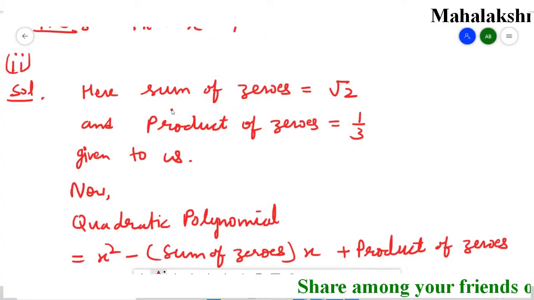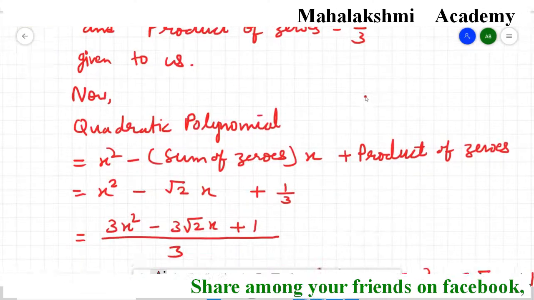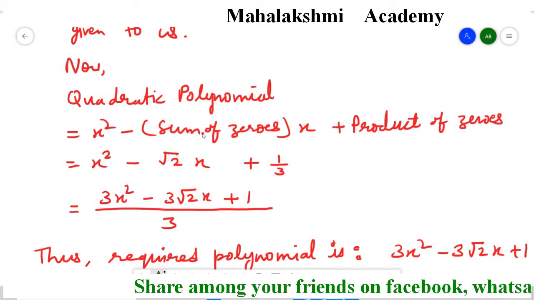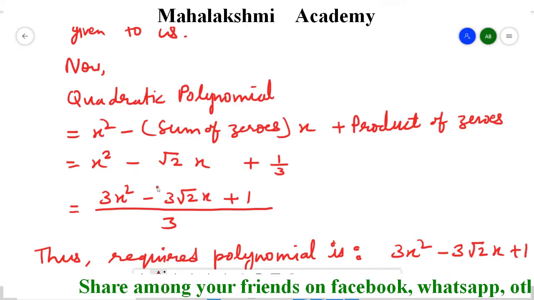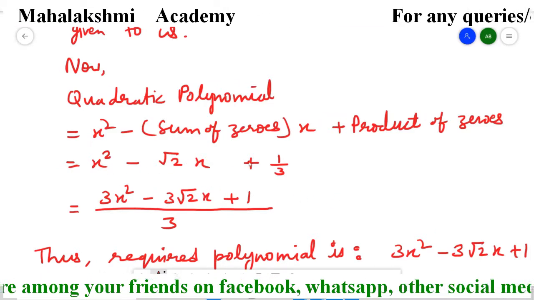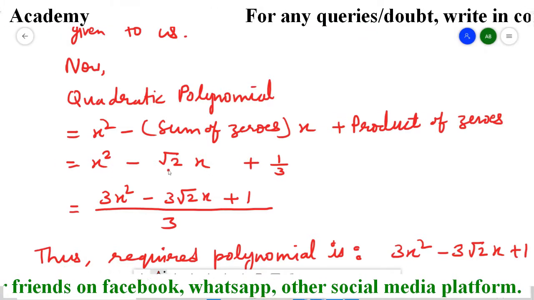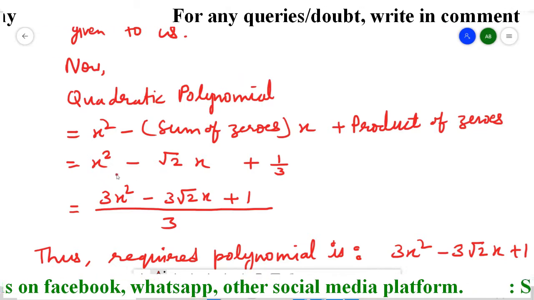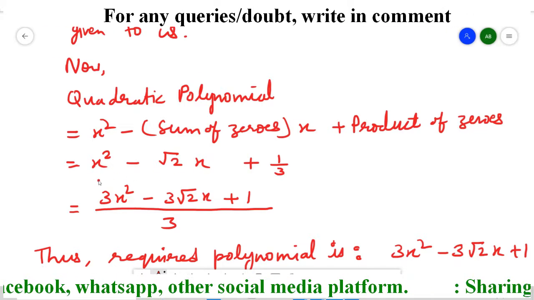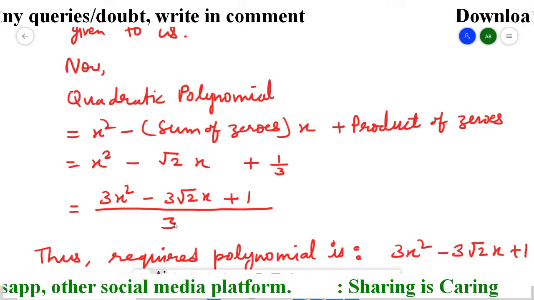In the second part also, the first term is the sum and the second term is the product. The quadratic polynomial is the same formula. Replace the values and take the LCM. After taking the LCM, here the LCM is very important because the root term appeared. So to take the LCM, what is the denominator here? 1. Here also the denominator is 1. So when we take the LCM, it is going to be 3.